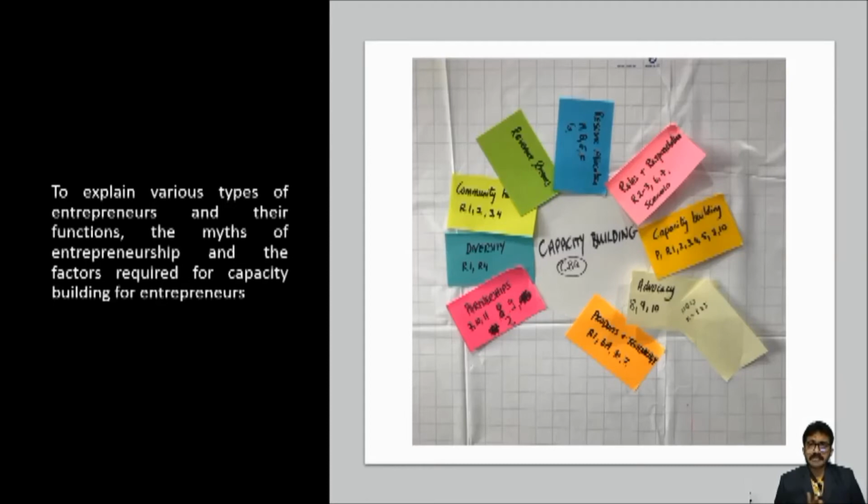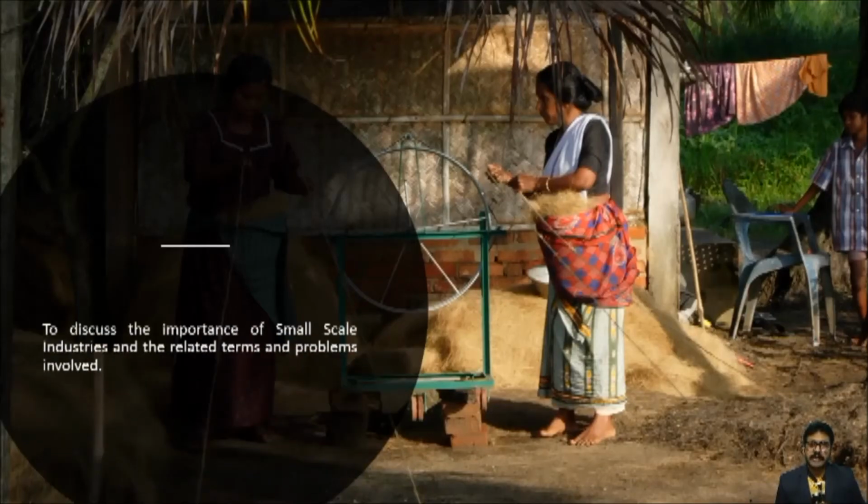Another important aspect is the capacity building of entrepreneurs. The objective of that module is to explain the various types of entrepreneurs, their functions, the myths of entrepreneurship, and the factors required for capacity building for entrepreneurs. We might have several myths that entrepreneurship is not going to be successful, that it is very risky, all those things. So how to overcome that risk, what risk management is involved, and what the risk to reward ratio in entrepreneurship is, all those things we are going to learn in that module.